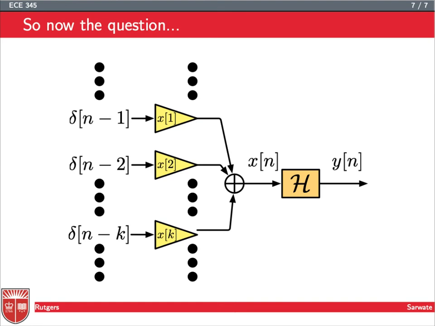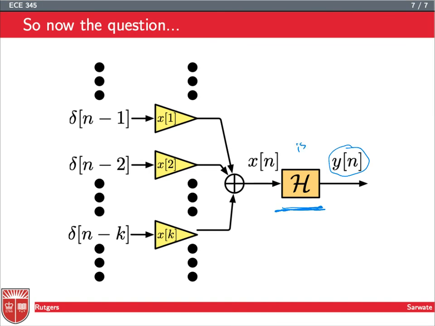Well, the question we need to answer, and that's what we're going to answer in the next few presentations, is what happens when I put this h sitting at the output of x[n] to get y[n]. Can I take h and somehow manipulate it through this block diagram to get a different explanation of what's going on when I use an LTI system?